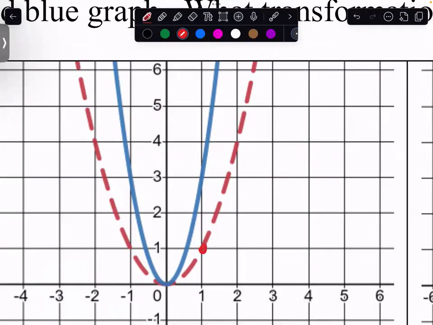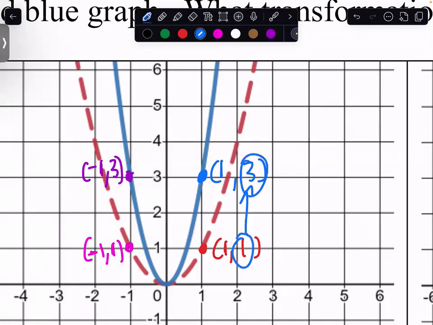So like this point is at (1, 1). That same x value on the other graph is at (1, 3). Okay, and then if you look into the negatives, well, that's actually really the only point we can use, right? We can go over here also. (-1, 1) becomes (-1, 3). Okay, so how you get from the original y to the new y is you multiply by 3, right, in both cases.